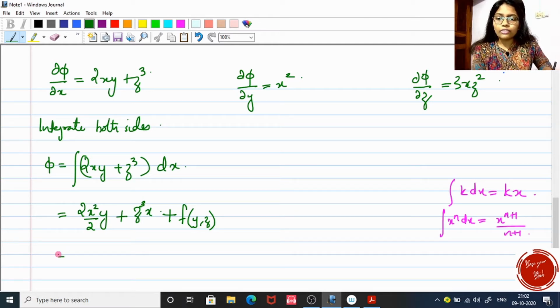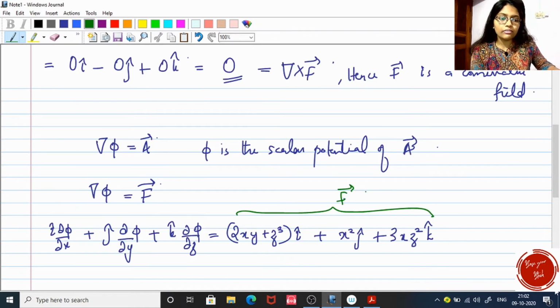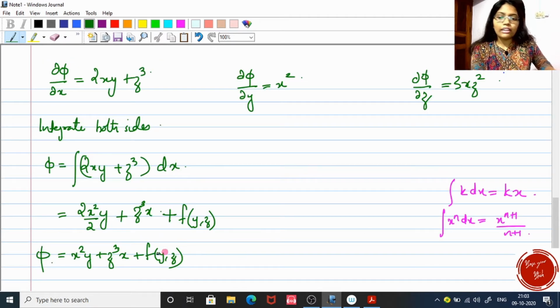Okay. So finally x square y plus z cube x plus a function in y and z is your scalar potential, that is phi. And phi is the one which we are seeking, right? Phi is the scalar potential. But still phi is incomplete because we have not yet found the value of f of y comma z.